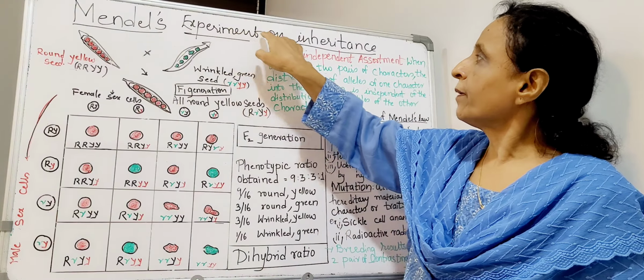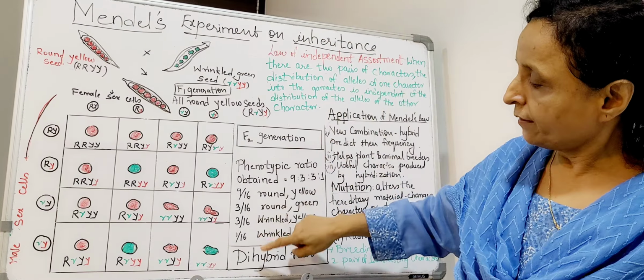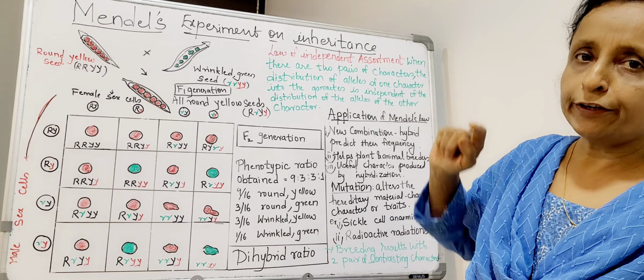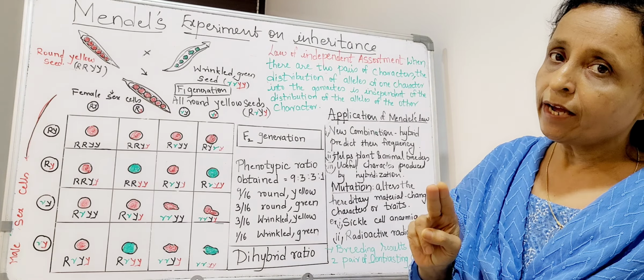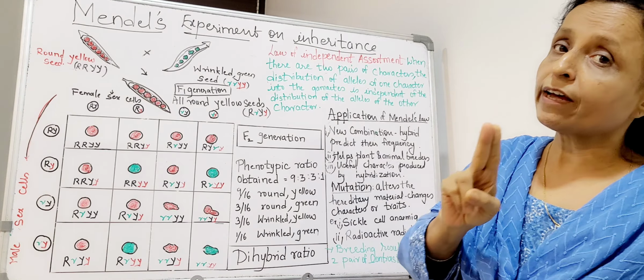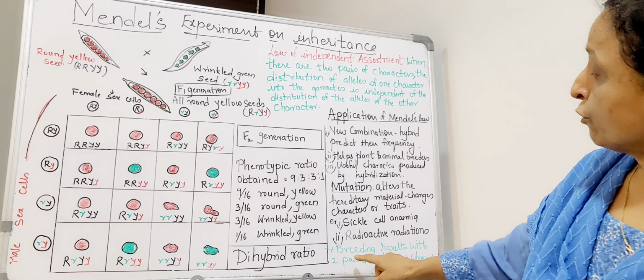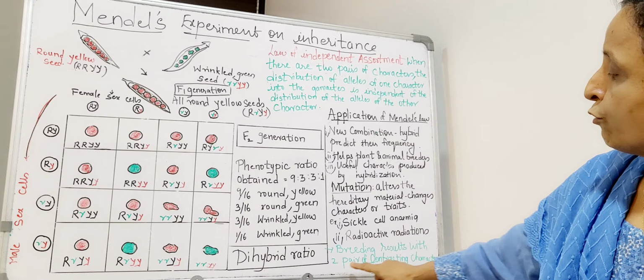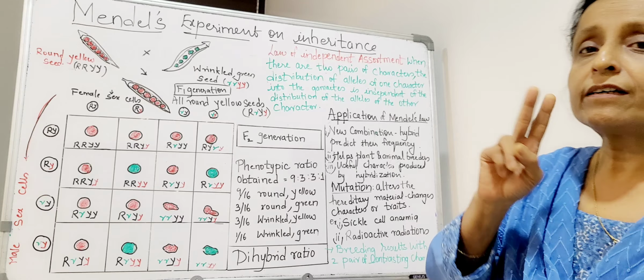Mendel's experiment on inheritance let us study the dihybrid ratio. In a dihybrid ratio, two characters are taken, so breeding results with two pairs of contrasting characters.